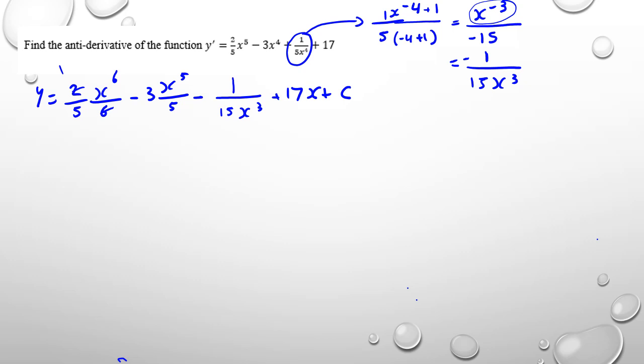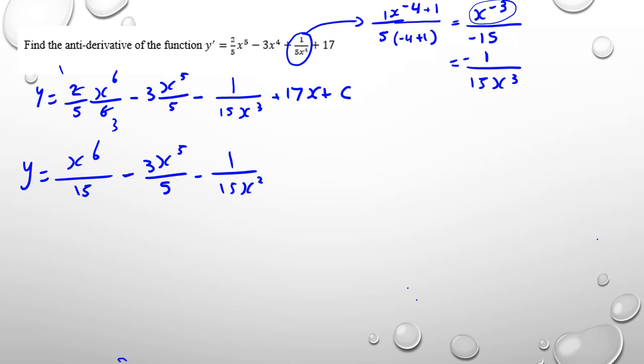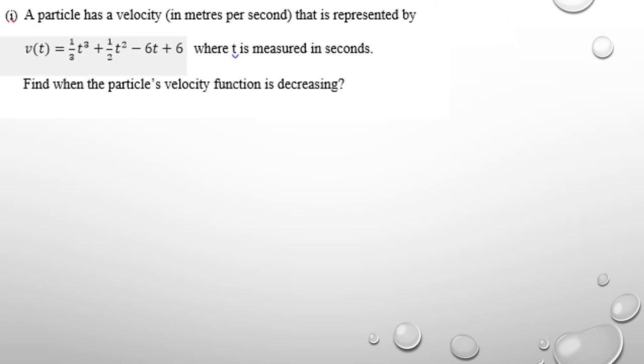So that's 1, that's 3, that's it, no more simplification. So my final y is x to the power of 6 over, multiplying those twos gives me 15, minus 3x to the power of 5 over 5, minus 1 over 15x to the power of 3, plus 17x plus c. That's the final answer.